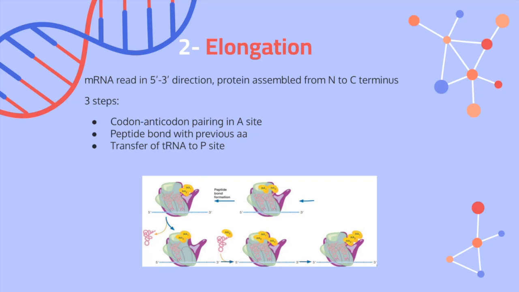So there are also 3 steps in elongation. First we have the codon-anticodon pairing in the A site. Then we will have a peptide bond with the previous amino acid, which is now in the P site. And then this tRNA will move to the P site, and the one that was in the P site will move to the E site, as we can see in the illustration here, in this figure.